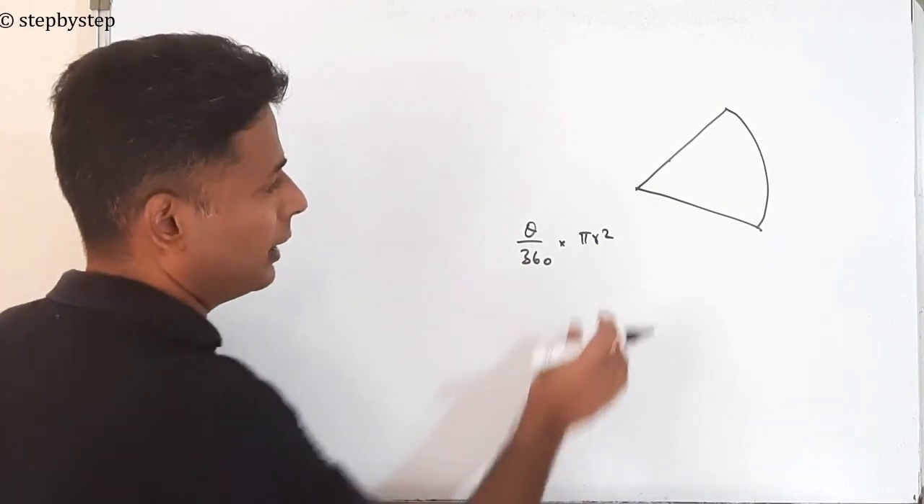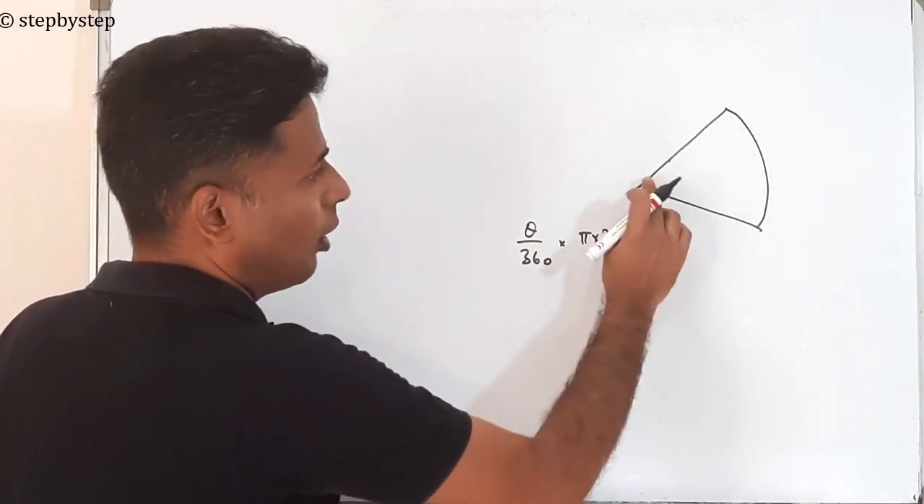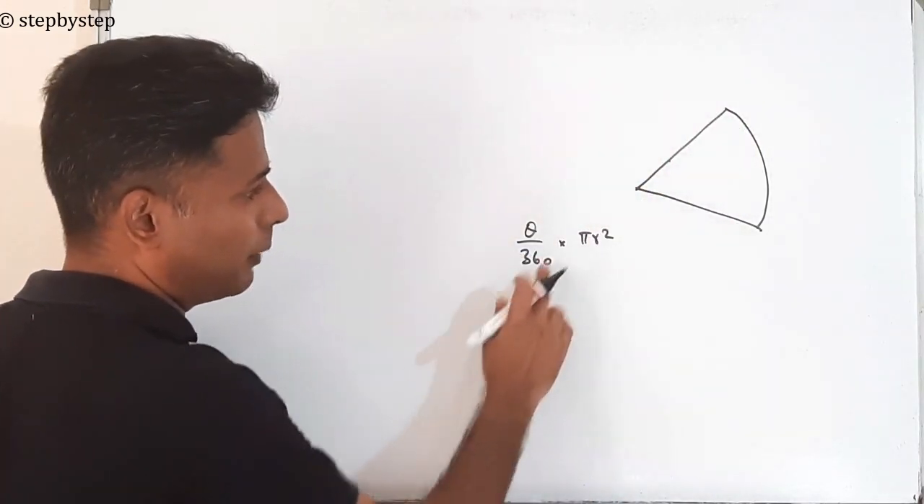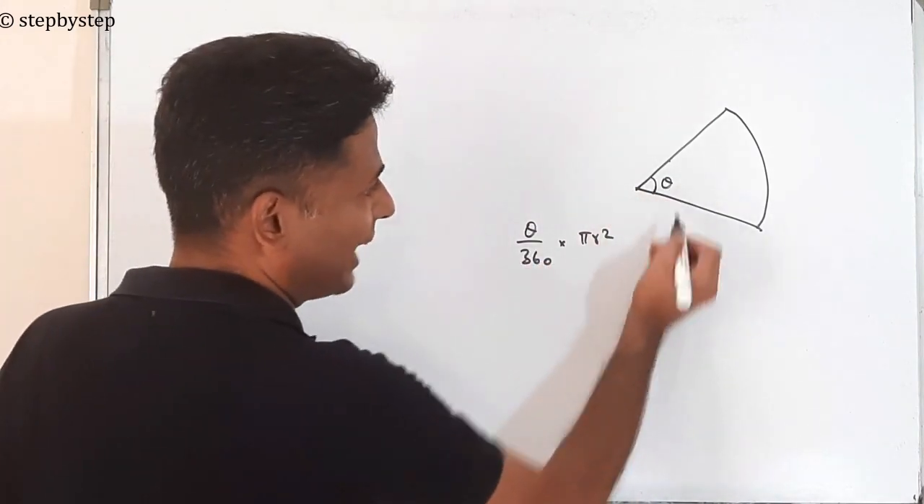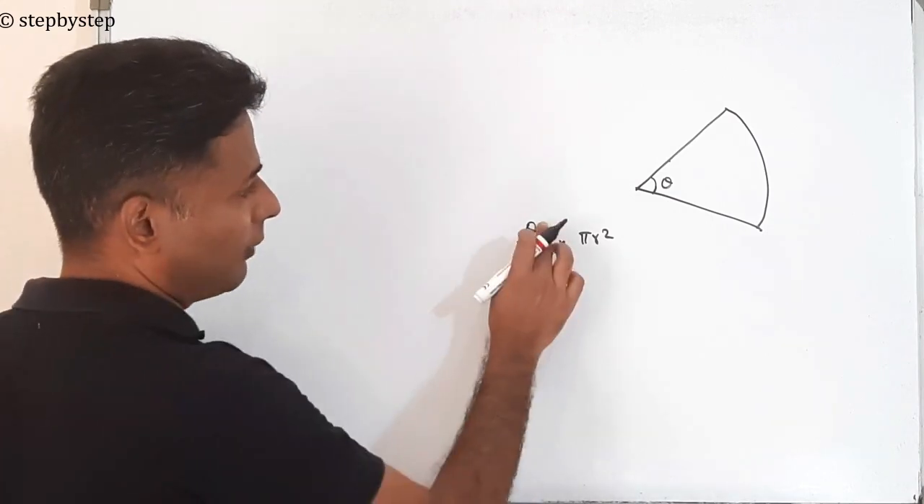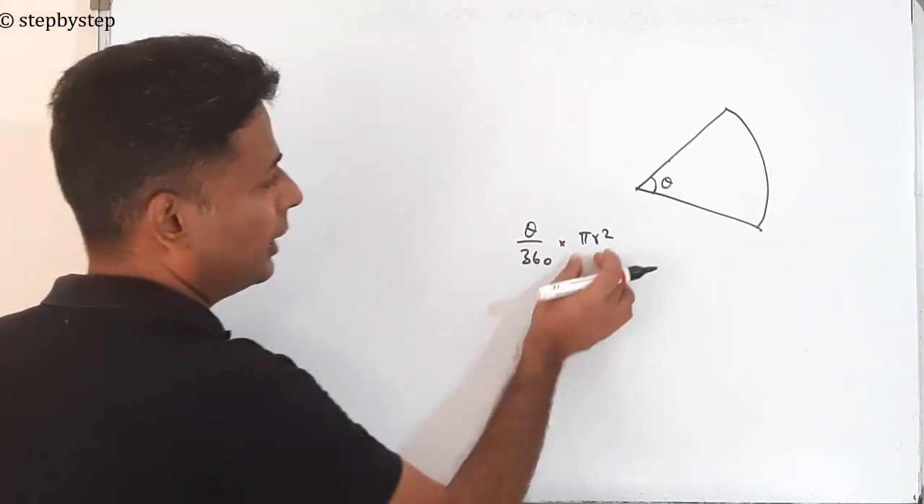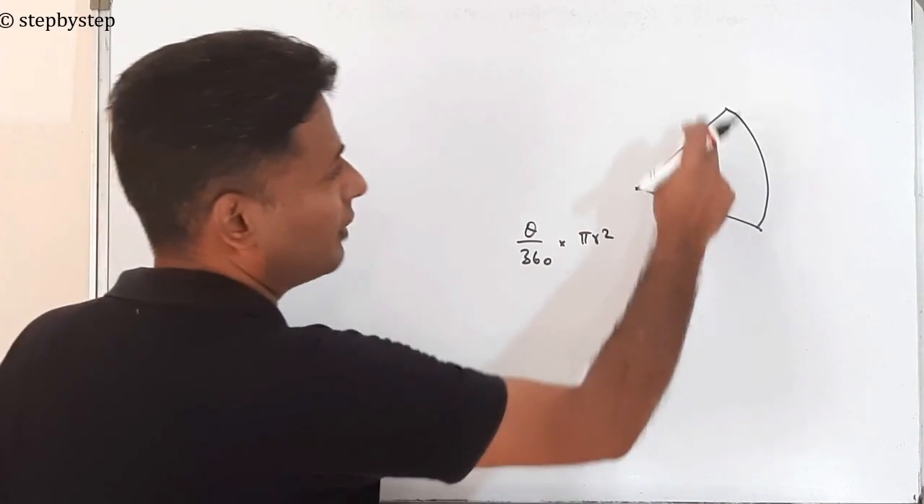Very easy to remember. Pi r square is area of the circle. For the sector, you just have to multiply it by theta by 360, where theta is the angle of the sector. This angle, let it be theta. So whatever the angle divided by 360 into area of the circle will give you area of the sector.